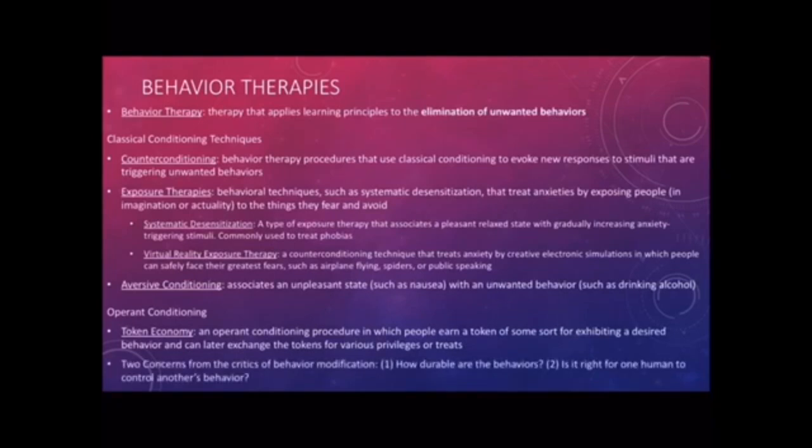But there are two concerns from people who criticize behavior modification in regards to a token economy. Number one, they're asking, how durable are the behaviors? Once we stop giving people those rewards, once we stop giving them the tokens, are they going to continue to do the good behaviors? Once people get out of AA and they're no longer being rewarded for not drinking, are they going to continue not to drink even though they're not being rewarded, or are they going to revert back to that bad behavior of drinking again? And the second question is, is it right for one human to control another's behavior?